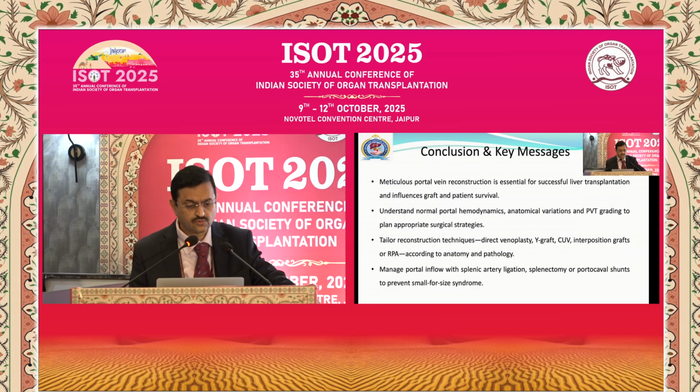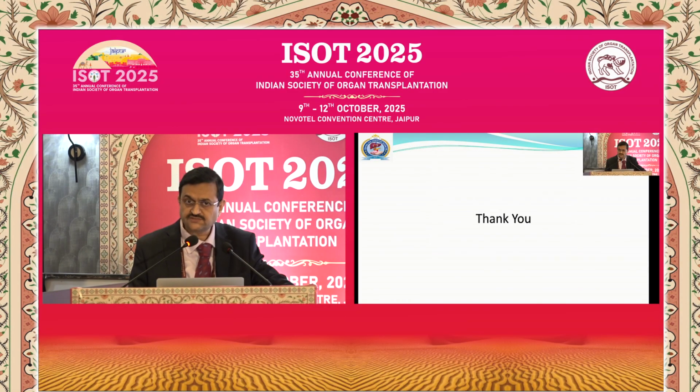And to conclude, portal vein reconstruction is very much essential for successful liver transplantation, and influences both graft and patient survival. Understanding normal portal hemodynamics, anatomic variations, and portal vein thrombosis with the grading can allow you to plan pre-operatively. But if you do end up in situations where operatively you may find it completely different, then you need to have backup plans ready, where you can use either an autologous or a synthetic extension conduit graft. So thank you very much for your attention.